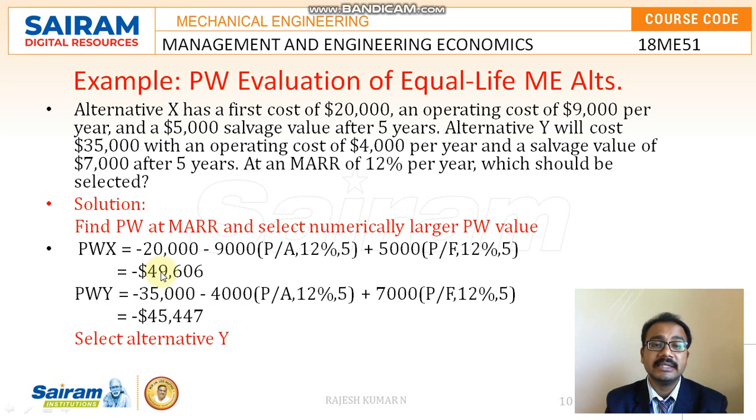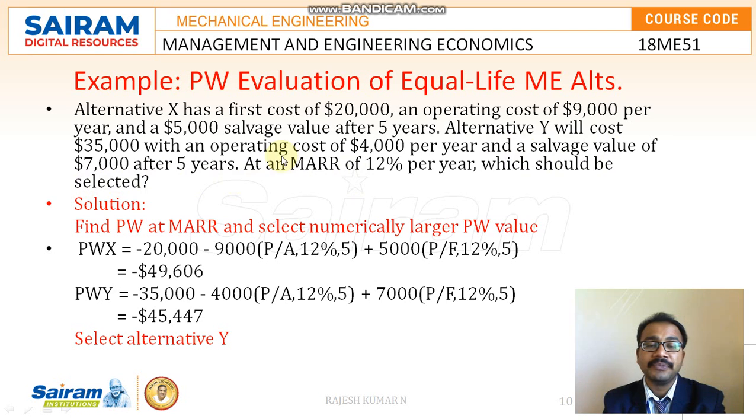Here, let us take one example to discuss this present worth evaluation of equal life. We will move to the question. Alternative X has a first cost of $20,000 and operating cost of $9,000 per year, and 5,000 salvage value after 5 years. What do you mean by salvage value? It means the selling price value after 5 years, a single number of periods. And similarly, alternative Y will have a cost of $35,000 with an operating cost of $4,000 per year and a salvage value of 7,000 after 5 years.